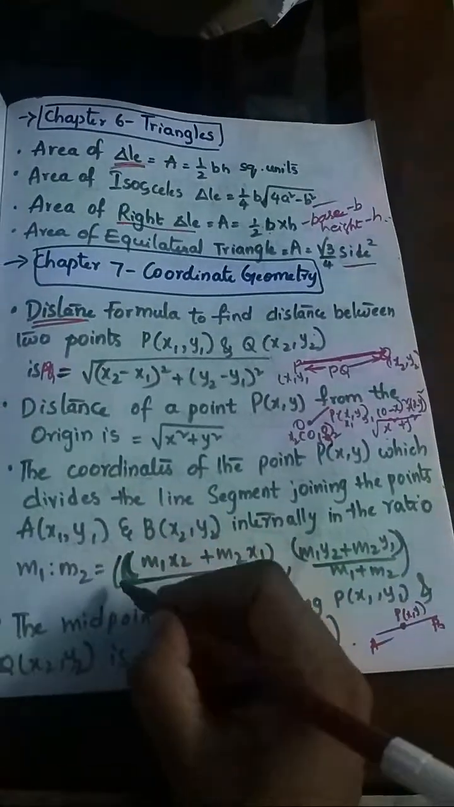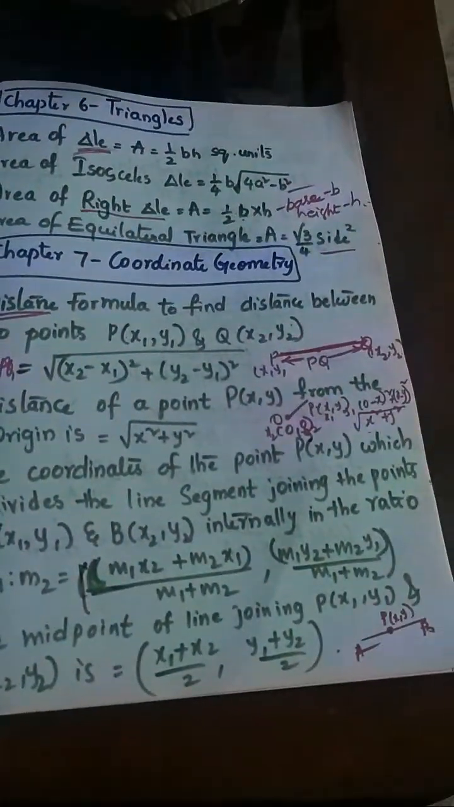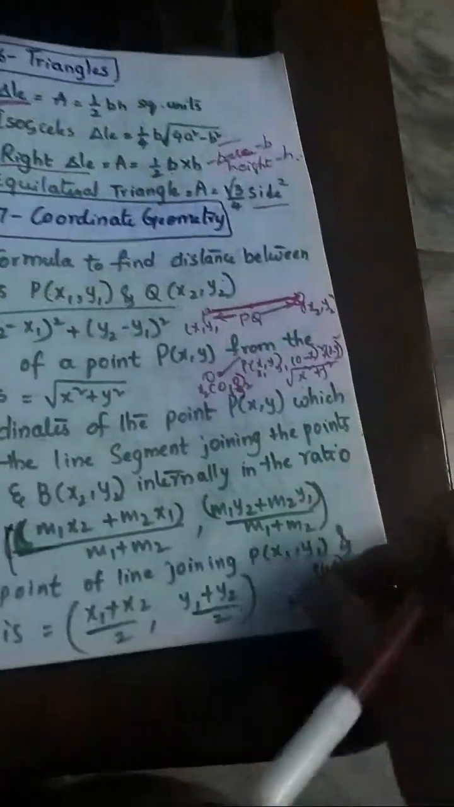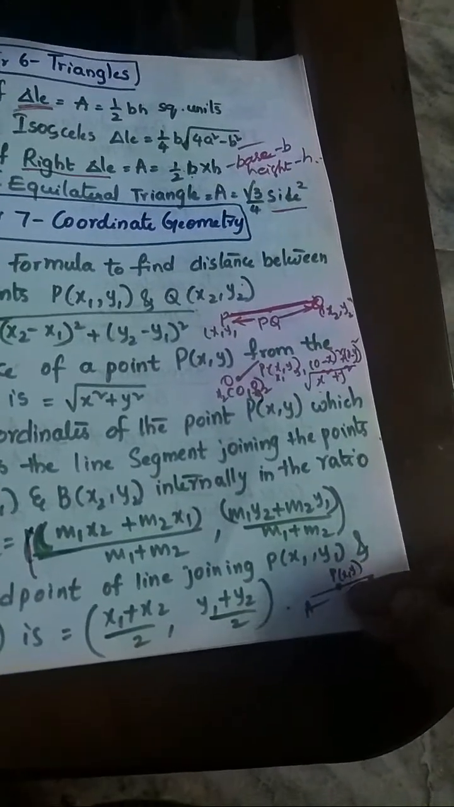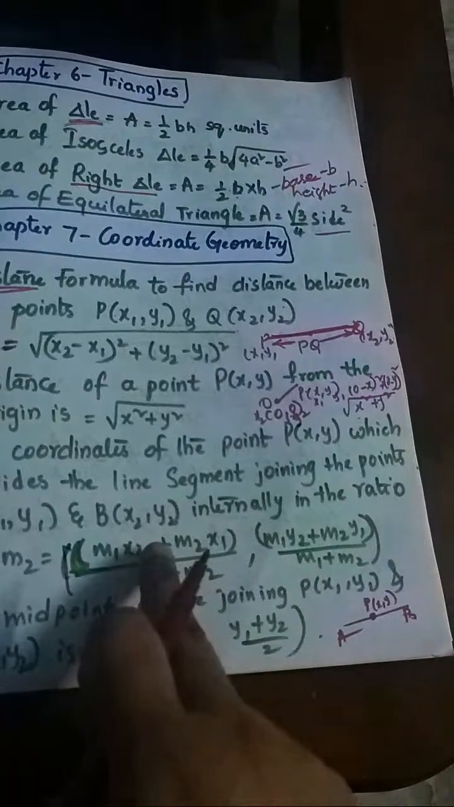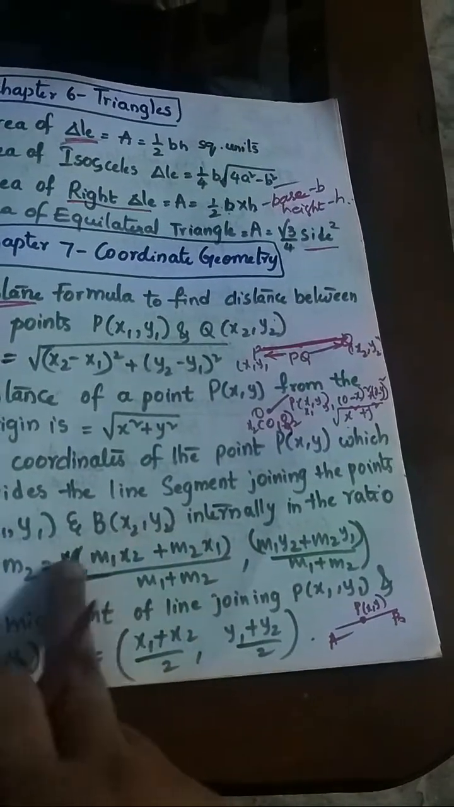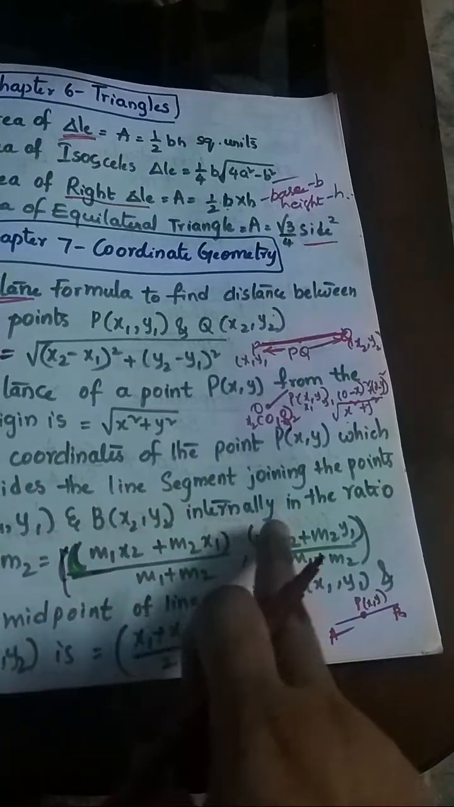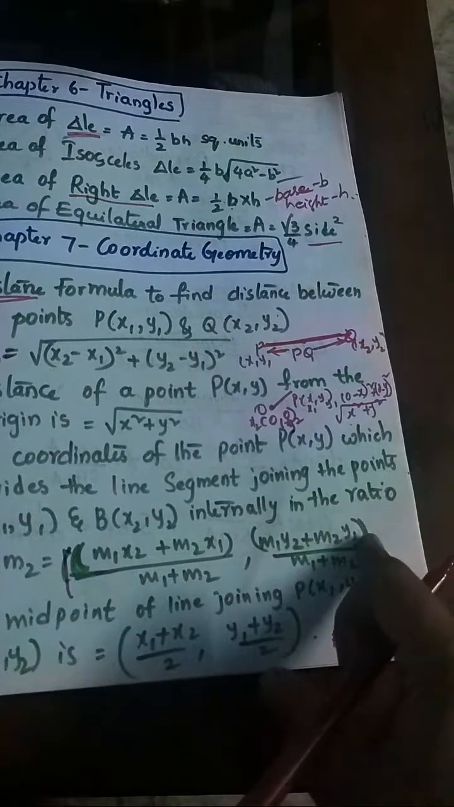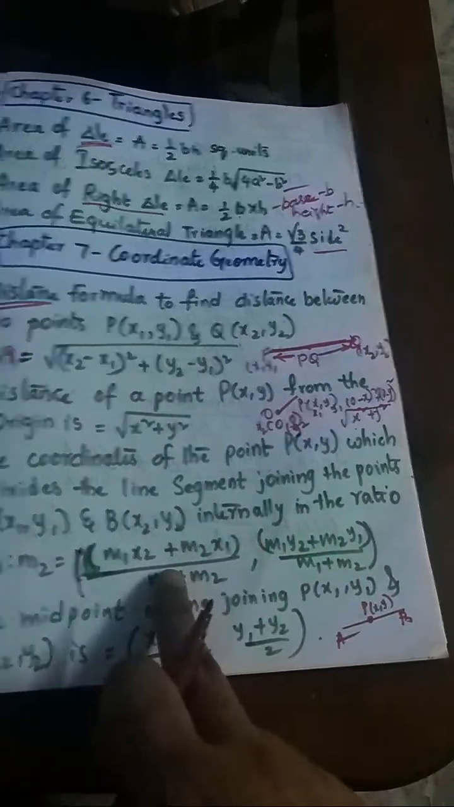So this is the formula for m1 is to m2. We have to take the line so that you can understand the midpoint, where the midpoint is and what values we have to substitute. For m1 and m2, we have to multiply the opposite terms: m1 x2 and m2 x1, m1 y2 and m2 y1. Here the bases, that is the denominators, are the same.